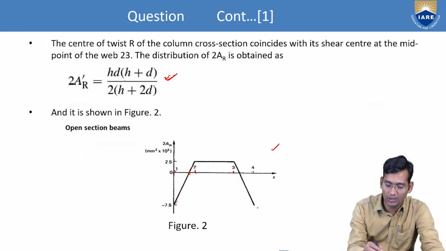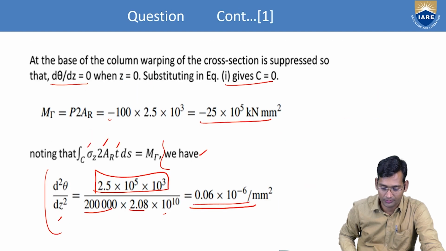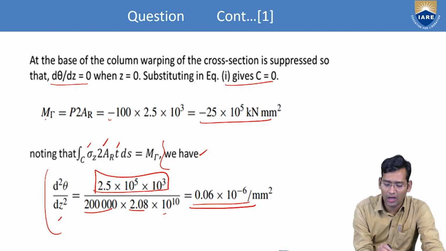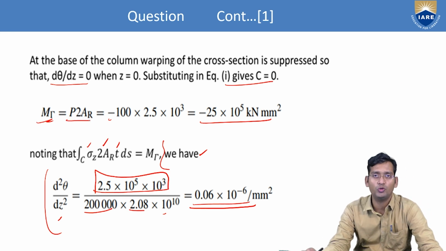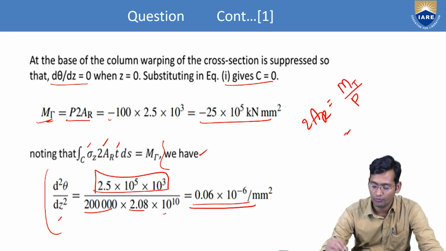Okay. So here 2AR dash is there, or here. Now M tau we know, right? And P into 2AR. So from here, 2AR is what? M tau by P. So now what did we get for M tau?